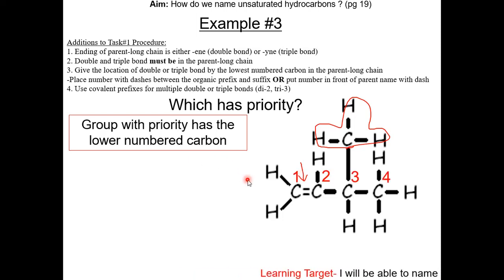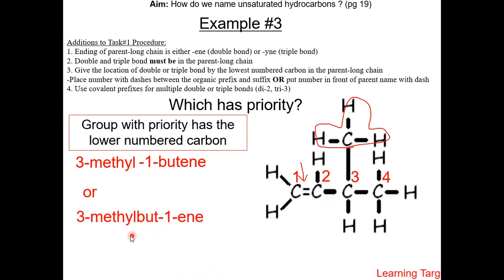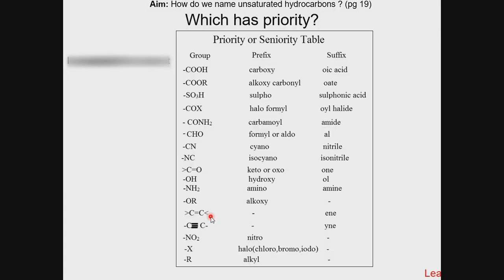So the chemical name of this molecule is 3-methyl-1-butene. We have to write the substituent first since the double bond is part of the parent chain. You can also write the chemical name as this. Notice that the number is inserted in the chemical name. Either one is fine.